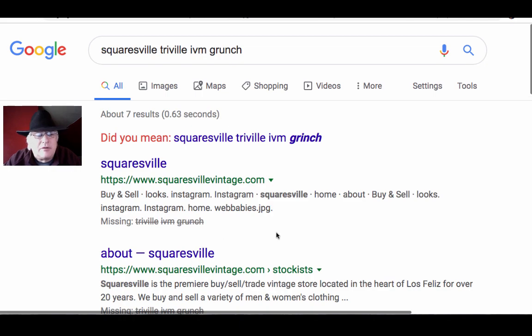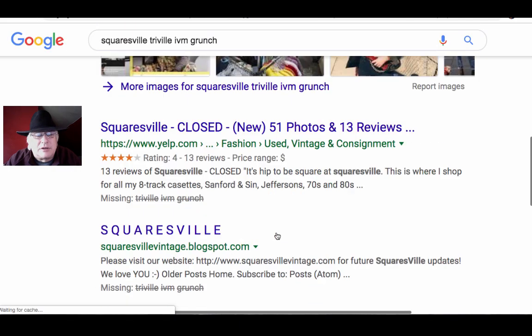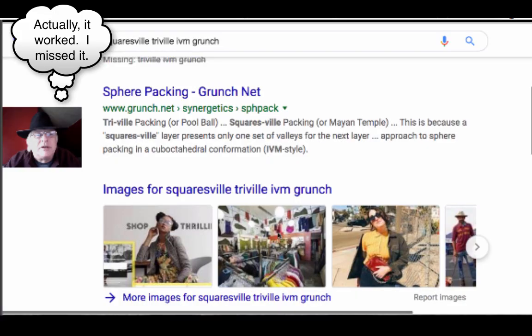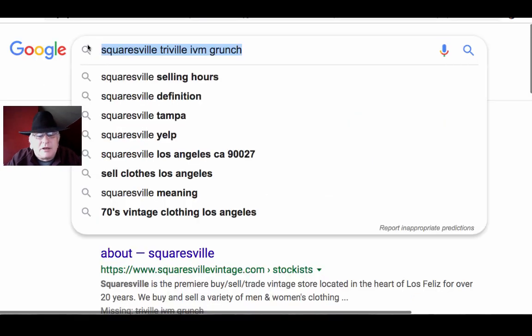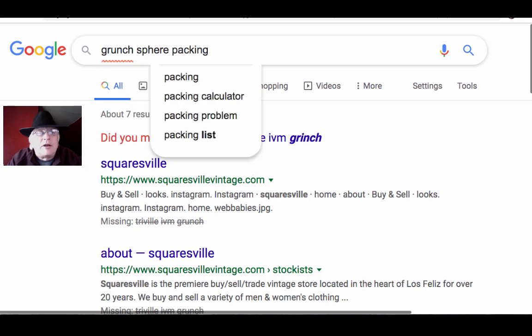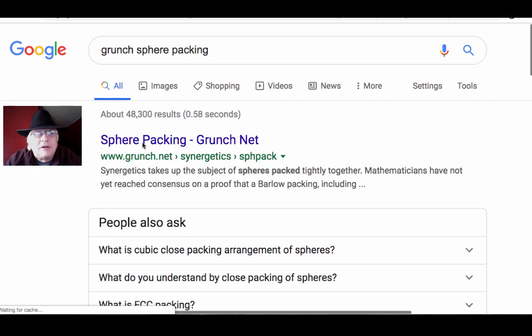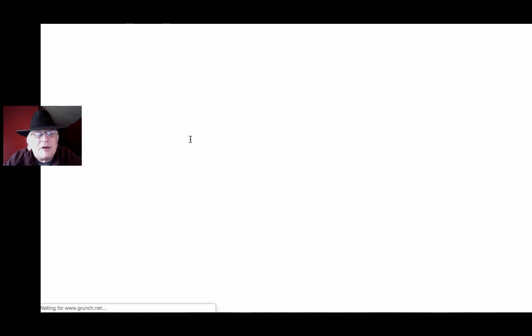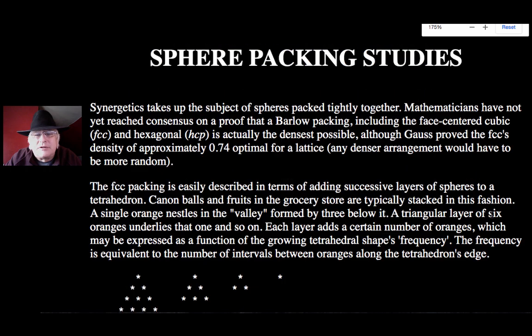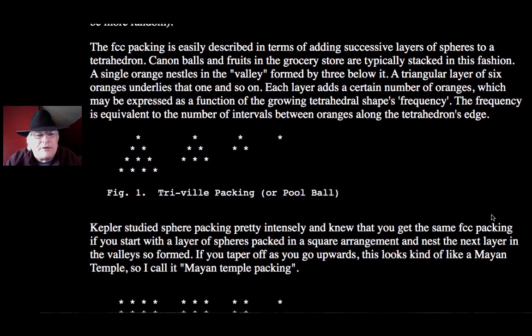How good are you? Grinch wants to go to Grinch. No, no, no, no, no. So this was what we call not a good search. So let's try something else. Grunch sphere packing. Now Grunch was Fuller's coin. Hey, that looks good. And you can look it up. It's very easy to look up Grunch. Not quite the same as Grinch, but clever to have that Dr. Seuss connection. So this is Triville.